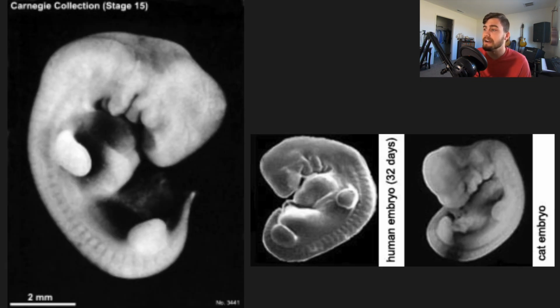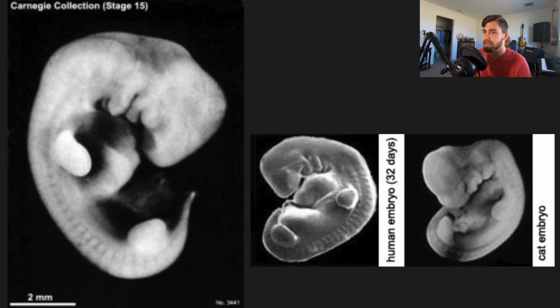So on the far left, I think that's a dog embryo. It could be a human embryo. I don't remember, but that's kind of the point. You really can't tell what kind of organism that is, right? And then on the right, we see a human embryo at 32 days and a cat embryo.